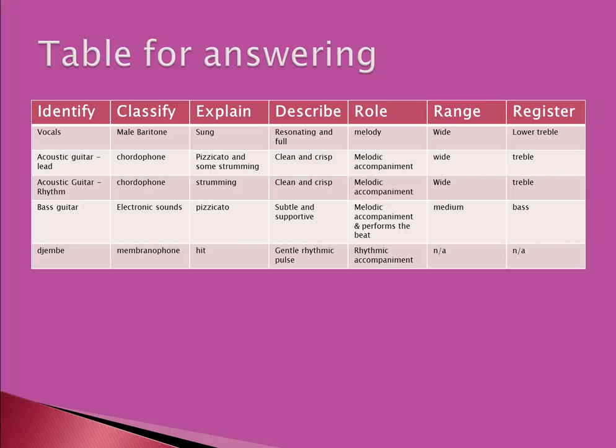So you can see the vocals. Male baritone, they're sung, they're resonating in full sound, their role is the melody, they have a wide range and lower treble register. And if I skip down to the djembe, because you can read all that yourself, and I've already gone through that information. Thing is with the djembe, because it's a percussion instrument and it's untuned, it obviously does not have a range or register. So we've got its membranophone, its hit, it has a gentle rhythmic pulse for its sound. Its rhythmic accompaniment is the role, and obviously, as I said, the range and register are non-applicable. You can't actually have a range and register because they don't actually physically have one.